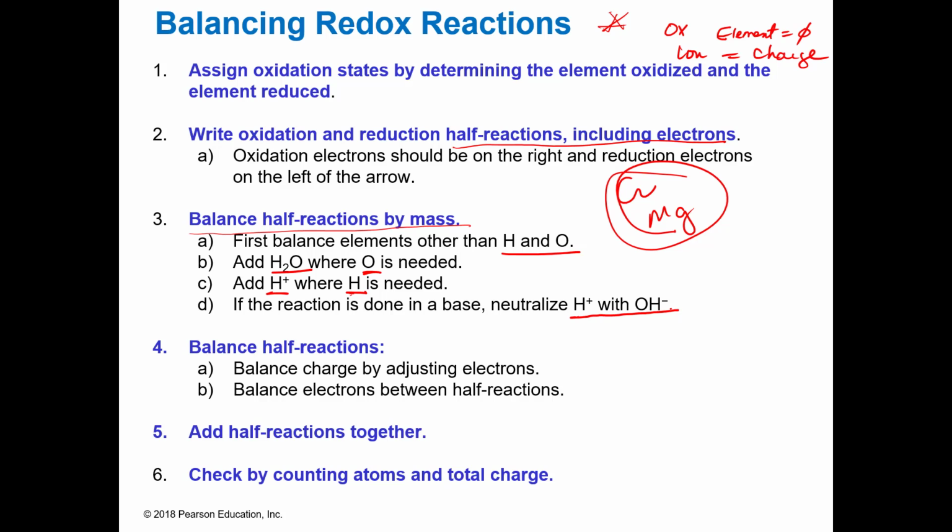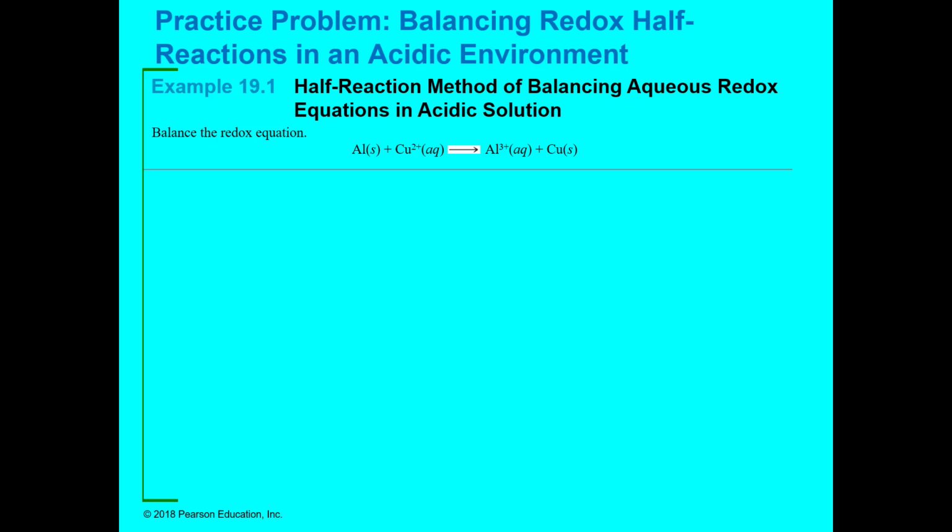Then you balance the half reactions, okay. Balance the charges by adjusting the electrons, okay. So you make sure that your electrons are going to cancel on each side of the arrow. You add them together, and then you double check and make sure that your atoms and your charges are all balanced. Sounds so simple. Okay, so we're going to do a really easy one first. All right, so we don't have any oxygens in this, so that's what makes it easy. Once you see oxygens, that's when you have to start adding things to balance.